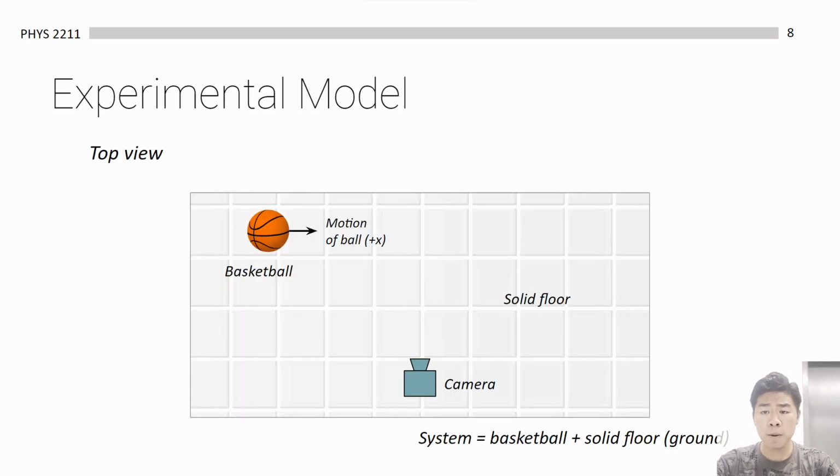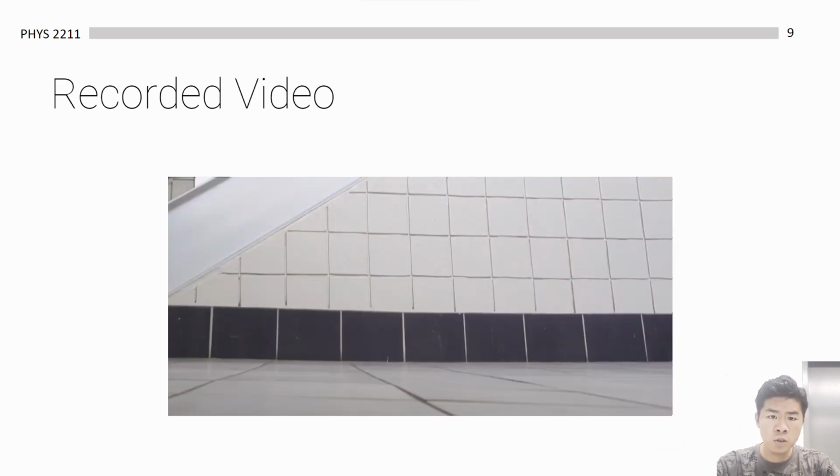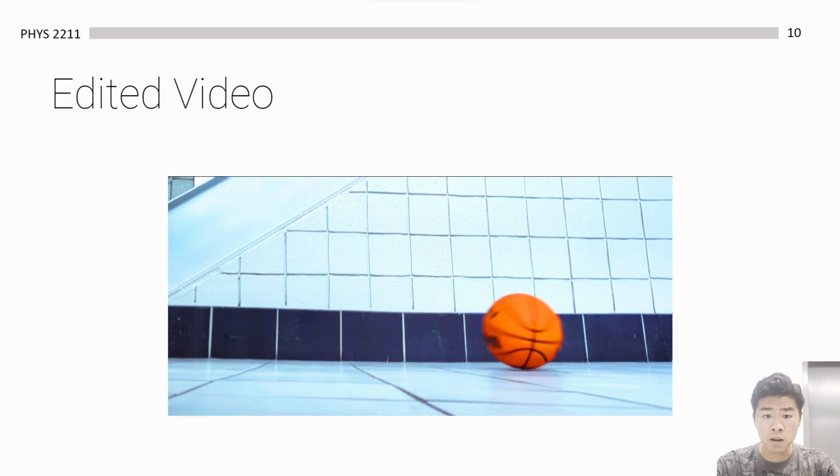So in my experimental model, I started with a basketball as well as a camera. The motion of the basketball is perpendicular to the direction in which the camera was recording, and all of this is on a solid floor with tiles to help me with direction. So this is the recording that I took for this experiment, and I also used some video editing techniques to make the colors more contrasting so it can be used better for Tracker analysis.